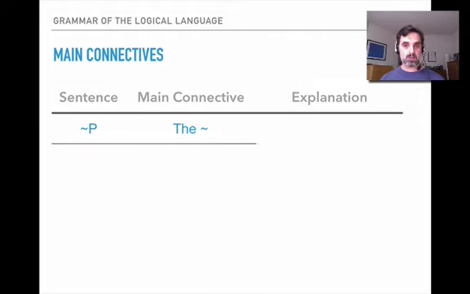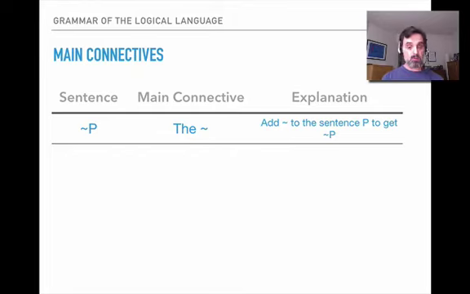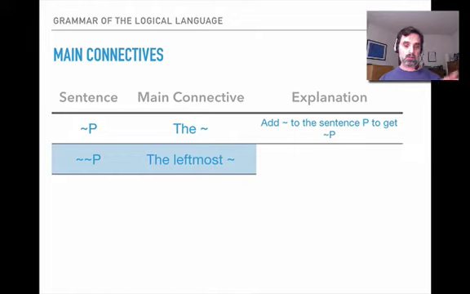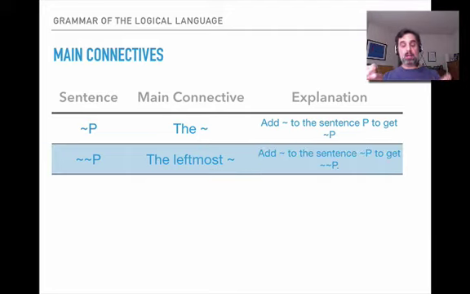The main connective is the tilde, and the reason why is, well, how did we form not P? We took P and added the negation to it. Okay. Now consider negation negation P. What's the main connective? It's the leftmost negation. There are two negation symbols there, and the main connective is the leftmost one. Why? Well, because we took the sentence not P and added the negation to it to get the sentence not not P.